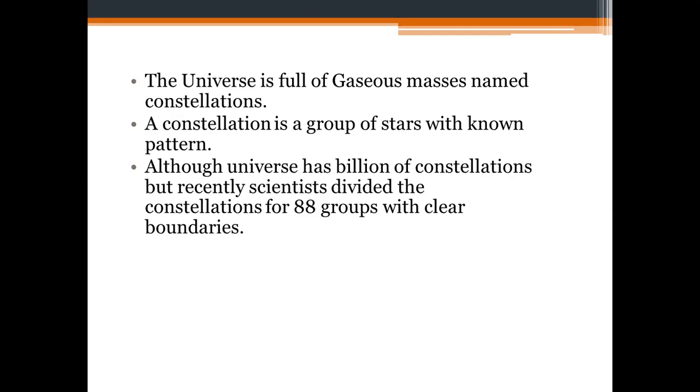Although there are billions of constellations in the universe, recently astronomers have divided the constellations into 88 groups with clear boundaries. Now, if you look to the sky at night, as you can see in the book, my girls, you will see that in the sky there are a lot of stars. But some of these stars actually make a constellation. What does constellation mean? It means a shape or a pattern.